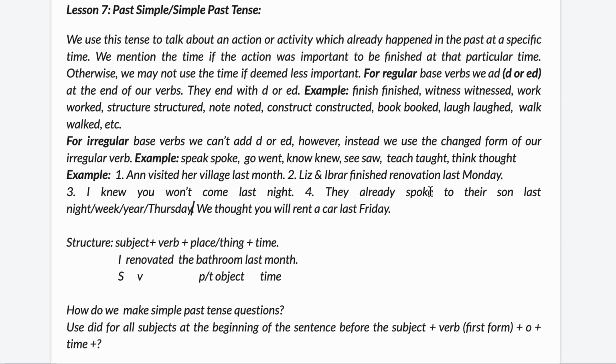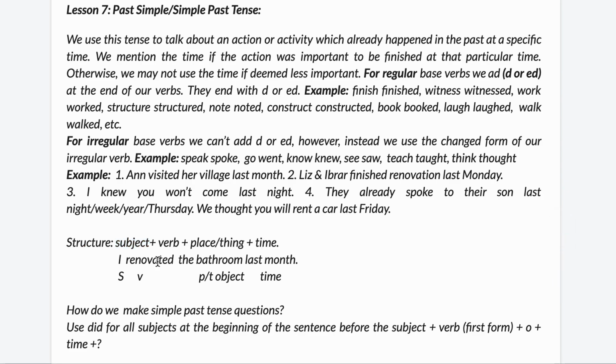Okay. We thought you would rent a car last Friday. So thought is the second form of think. So this is a structure, this is a formula. I just made it to explain it to you guys. Subject is always a person, sometimes it could be a thing. Subject is the doer of the action. Verb is the action. Place or thing is the object. And this is the time.